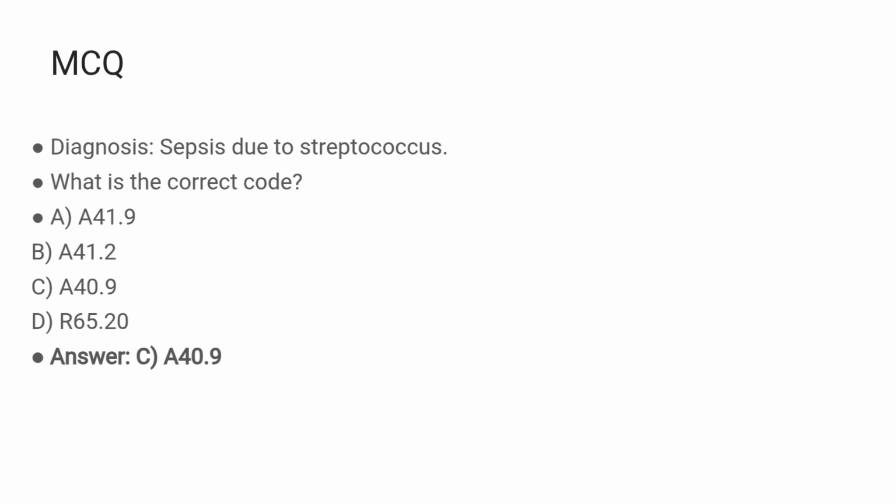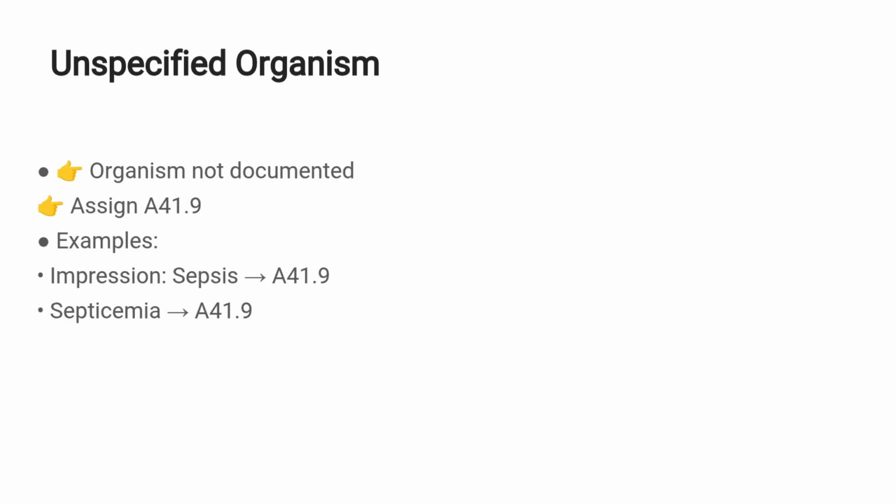A41.9 is incorrect because the organism is known. A41.2 is for staphylococcal sepsis. R65.20 represents severe sepsis without septic shock, not the organism code. So the correct answer is C, A40.9. If the organism causing sepsis is not documented, then we assign unspecified organism sepsis code A41.9.